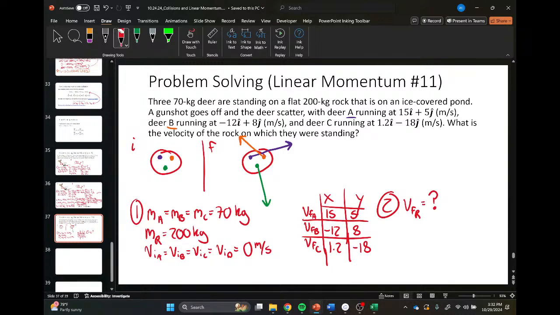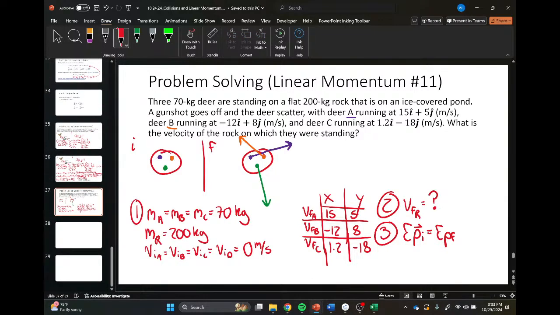Great. Step 3: build an equation. Sum of momentums initial equals sum of momentums final. You've got to break it into X and Y. Build your own equation. Split it into X and Y. Don't forget.